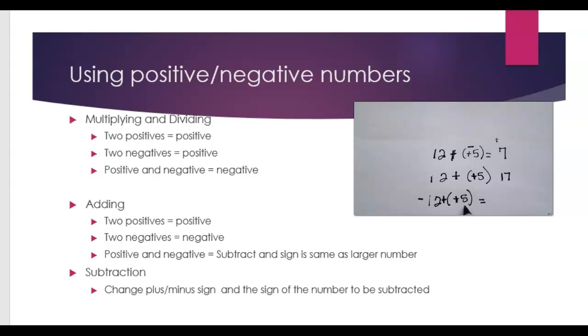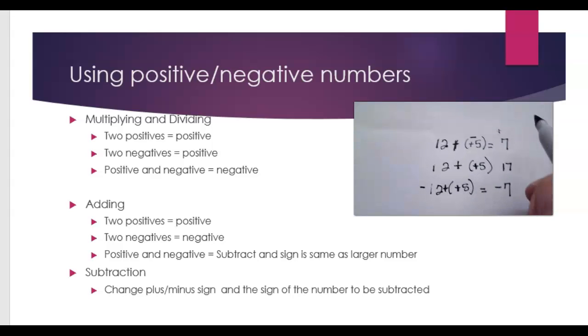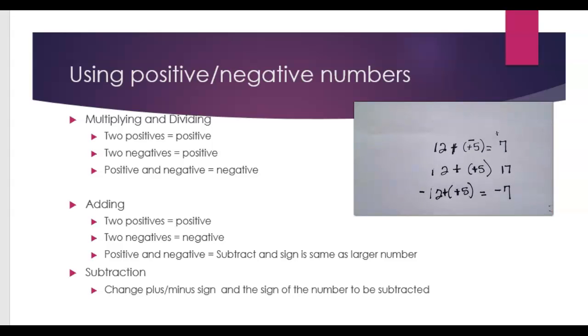the addition rules, you would now have a negative 7, because you would subtract and you would take the sign of the bigger number. So when you are subtracting positives and negatives, you always change it to addition, which means you have to change the sign, so change them both, and then follow the addition rules. Subtraction is the trickiest part of using positive and negative numbers.